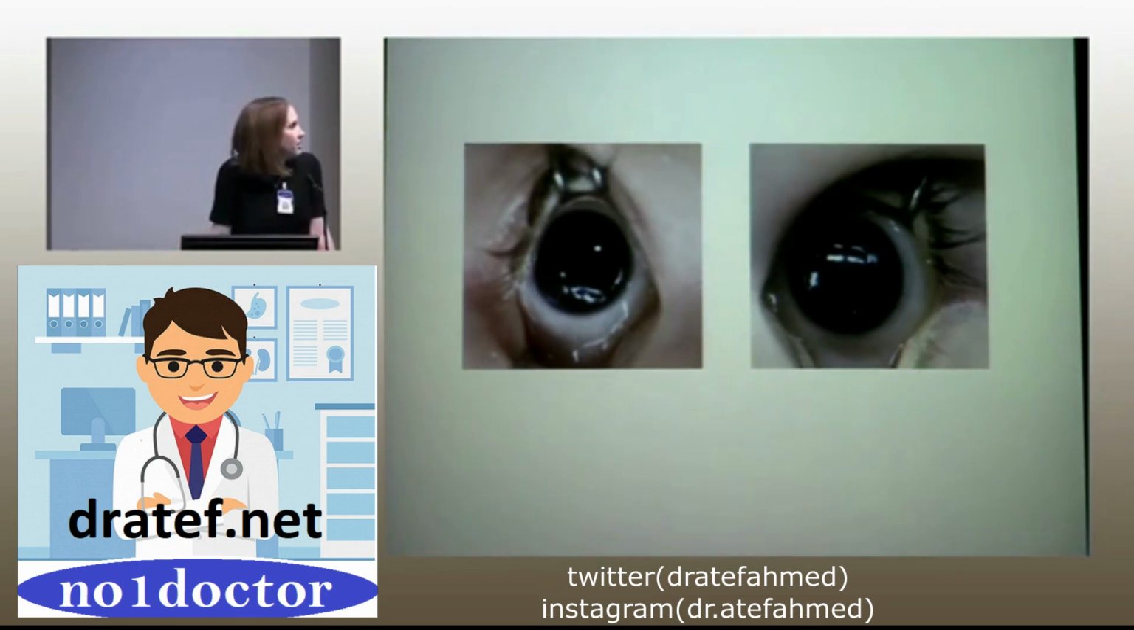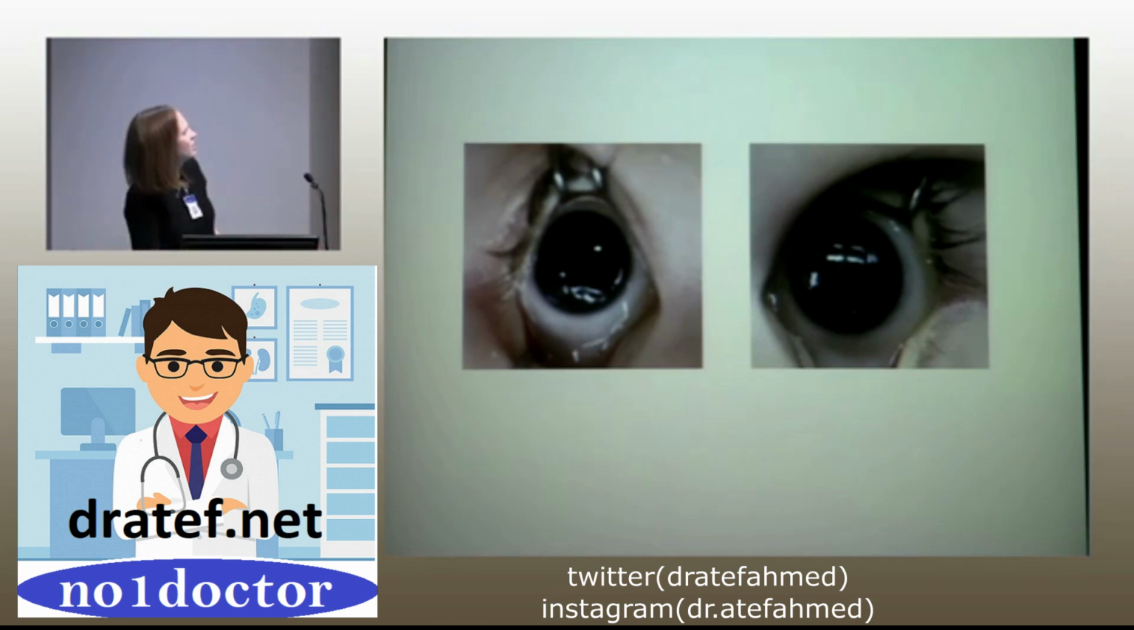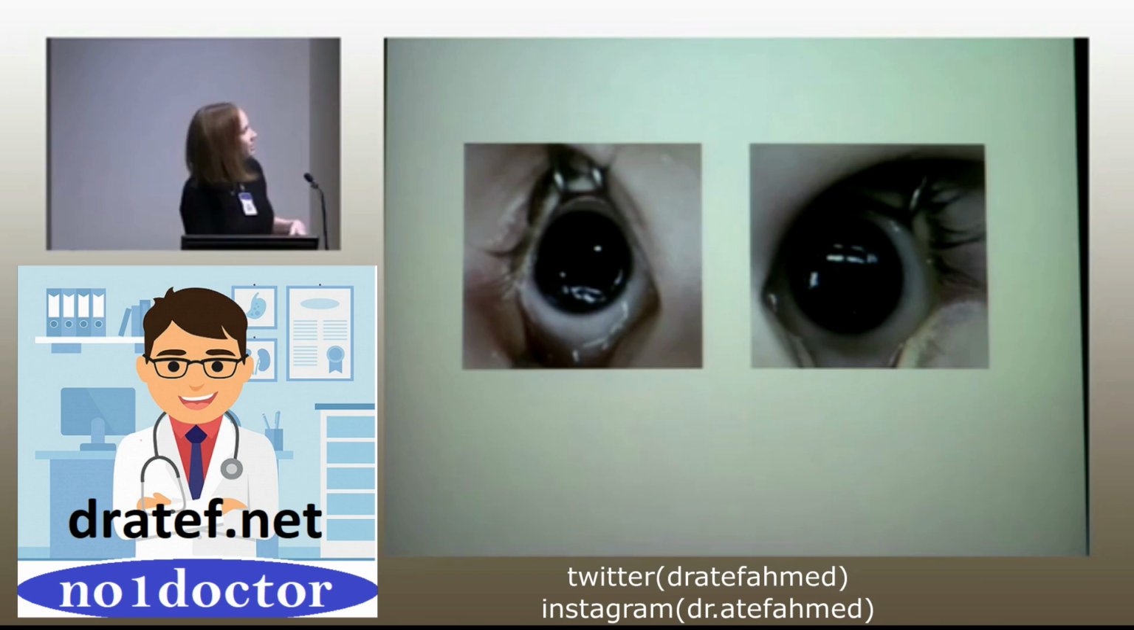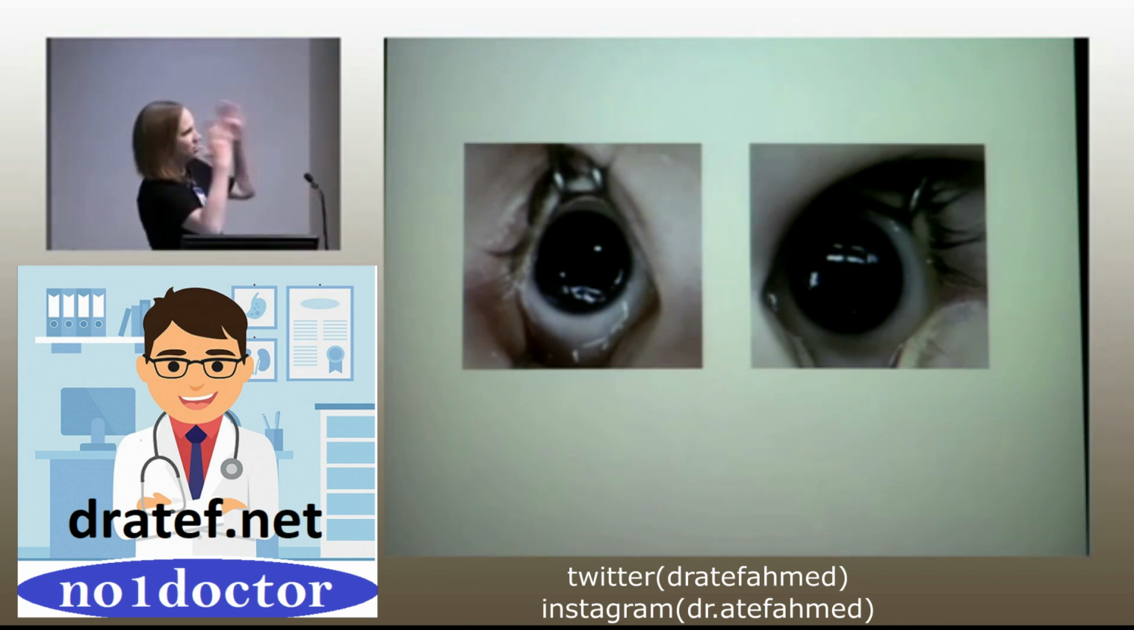So we put the kid under anesthesia here, and these aren't the greatest photos, but the right eye has a nice clear cornea and a normal anterior segment. The left eye here, there's a haze in the middle. The pupil is about 1 millimeter big, and the iris is all the way up to the endothelium, and I think that's why the cornea is cloudy.